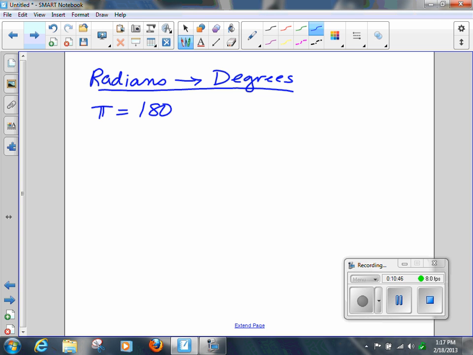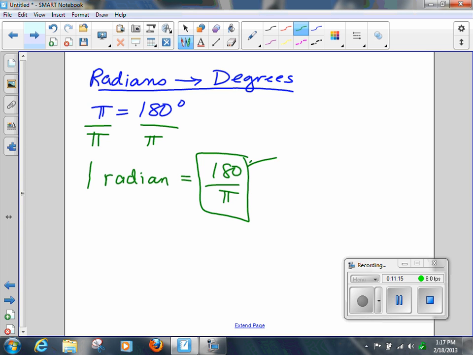Now, here's what I want you to remember. Pi is equal to 180 degrees, which means if we did the same thing that we did earlier, and we divide, because we want to find out how many radians, then we're going to divide pi into both sides, and we find out that 1 radian is equal to 180 divided by pi. That's your conversion factor, this right here, okay?